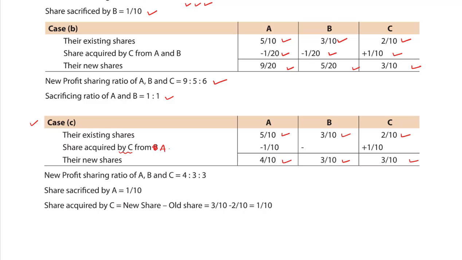The new profit sharing ratio is 4 is to 3 is to 3. Share sacrificed is 1 by 10 by A. Share acquired by C is new share minus old share. New share is 3 by 10, old share is 2 by 10. So share acquired by C is 1 by 10. It is directly given in the question. We should not calculate it like this.